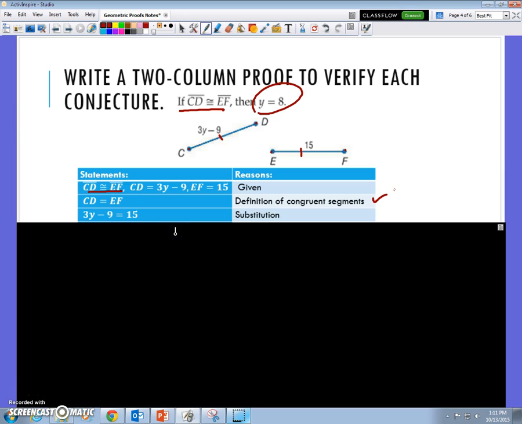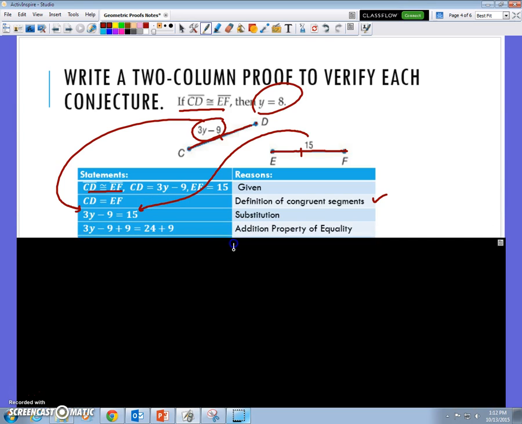We're going to take a look here. I'm going to use this information that I know about CD and EF. I know that CD is really a length of 3y minus 9, so I'm going to substitute the 3y minus 9 in for the CD right there. That's substitution. I'm also going to substitute in 15, because I know that is given information, for where EF used to be. So I'm just going to squeeze those two substitution steps into one step. All right, and now I have this equation that we've been solving and practiced yesterday.